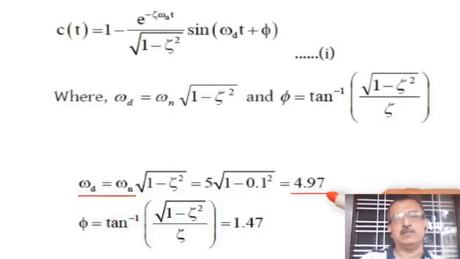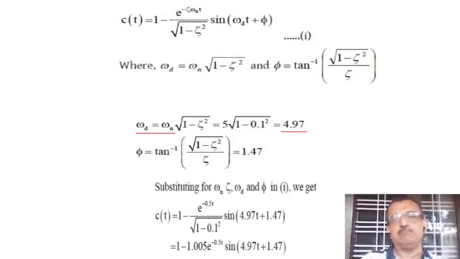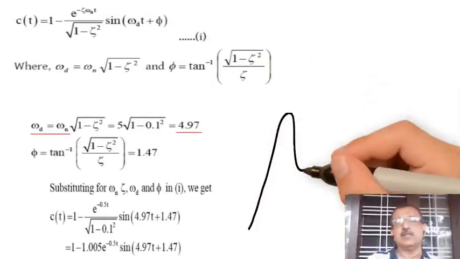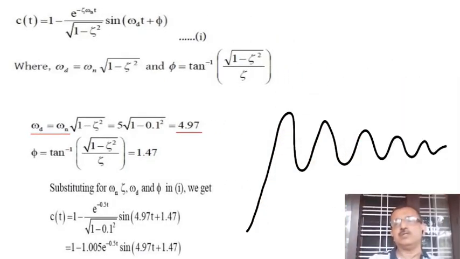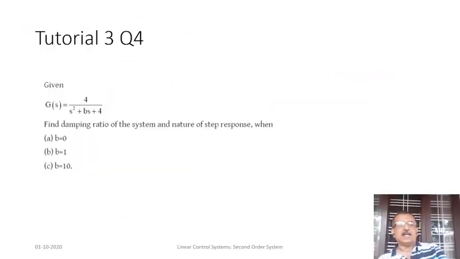Now I can plot this. Theta is 0.1, so there will be big oscillations, a lot of oscillations, and finally it will settle to 1. Okay, so this you should try at home. Zeta equal to 0 means damping ratio is 0. Zeta equal to 1 is critical damping. Zeta equal to 10 is over damped. Try to obtain the response and sketch the response.